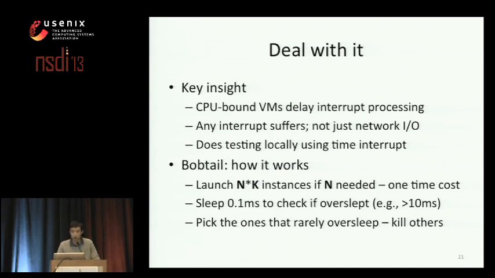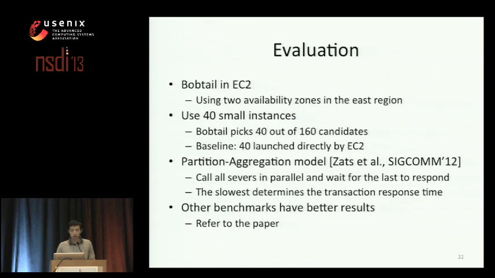Now, this approach works very well on our local testbed. Let's see how it works in EC2. So we run the evaluation in 2 of the EC2 data centers in the east region, and we use Bobtail to pick 40 instances out of 160 candidates. Then we compare that to the baseline, where we use EC2's API to launch instances directly.